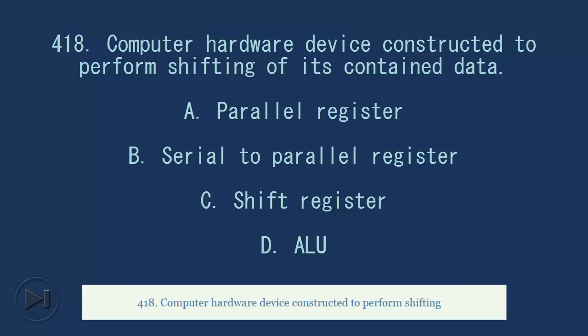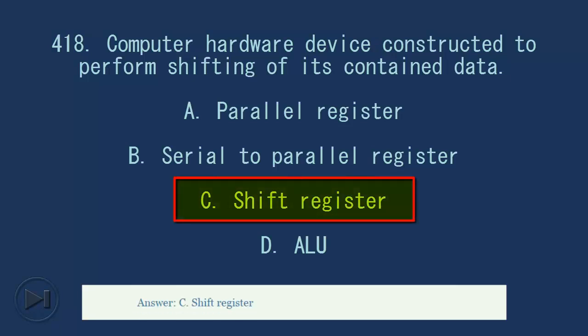418. Computer hardware device constructed to perform shifting of its contained data. A. Parallel register. B. Serial to parallel register. C. Shift register. D. ALU. Answer, C. Shift register.